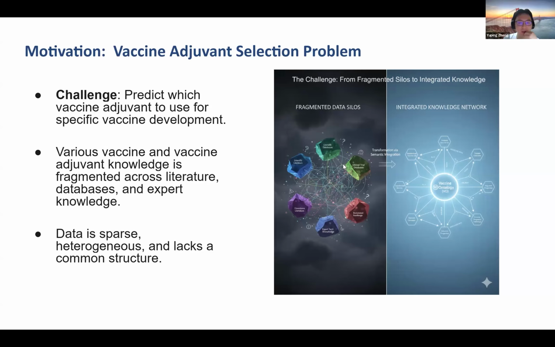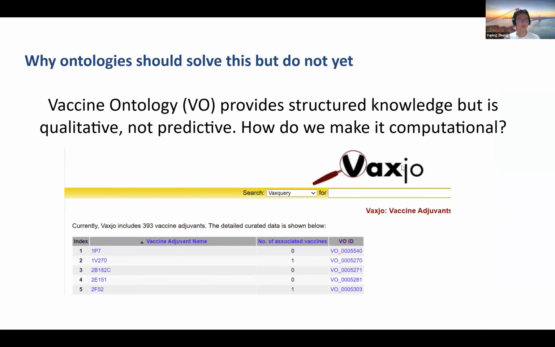Then a very simple question arises: how should we solve this? We have a very powerful technology, which is ontology. We have this vaccine ontology database, which provides very structured knowledge and contains 393 vaccine adjuvants. It has many vaccines, but it's qualitative, not predictive.